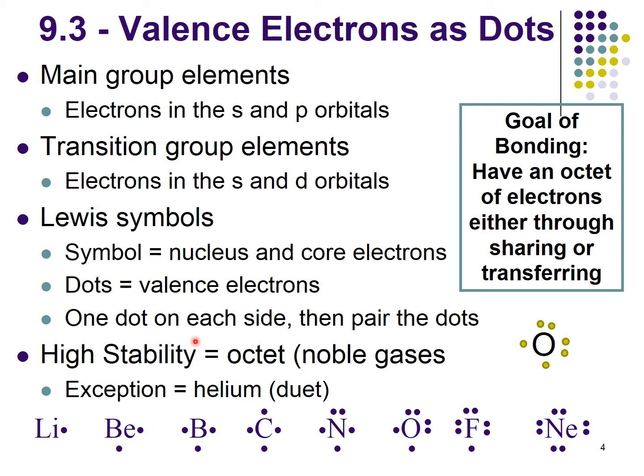Here's our second row of the periodic table and all their Lewis structures. So notice that we go from 1 to 2 to 3 and so on until we get to neon with 8 valence electrons. Now what's nice is that the elements in the same column will look the same, meaning oxygen and sulfur's Lewis structures are going to look exactly the same because they have the same number of valence electrons.